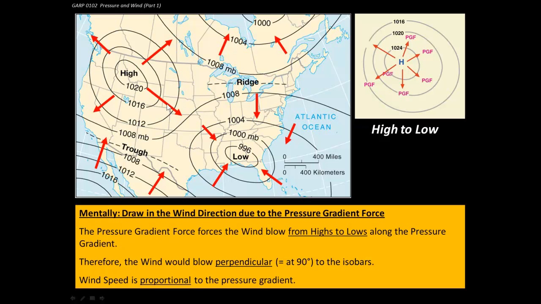And you can look at every one of these arrows. They will all go from areas of higher pressure to areas of lower pressure, and they will cross the isobars at a 90-degree angle. They will go perpendicular to the isobars. That's the pressure gradient force for you.